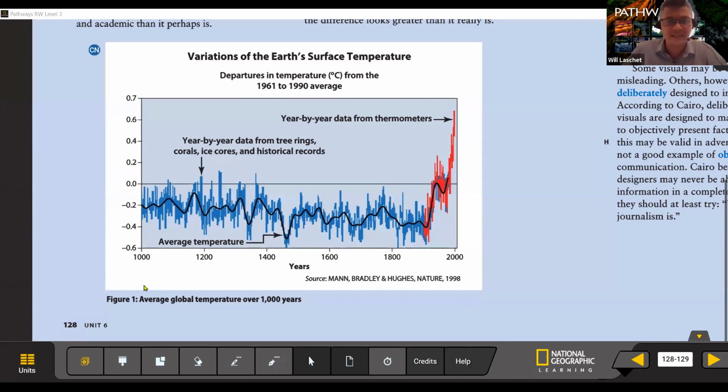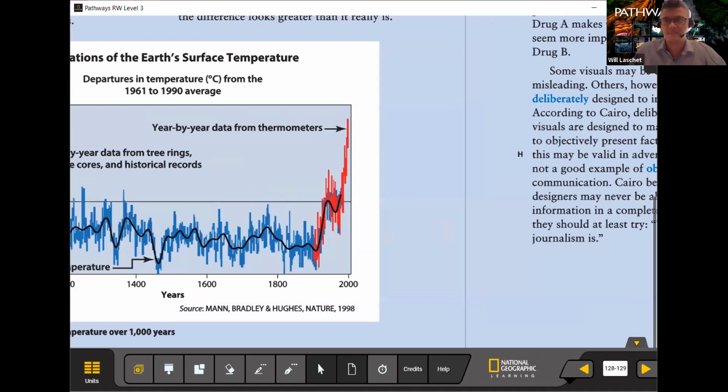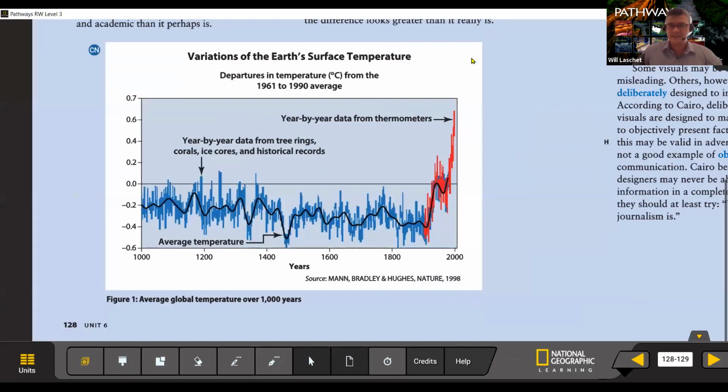And what year? So over here, we can see this is the year 1000 and here the year 2000. So we've got 1,000 years worth of data. Where does the thermometer data start? It starts around 1900, that is right. And why do we think the data starts around 1900? When the thermometer was invented.